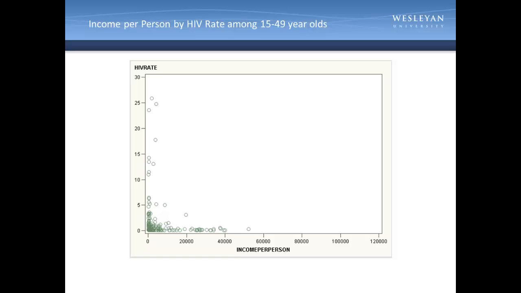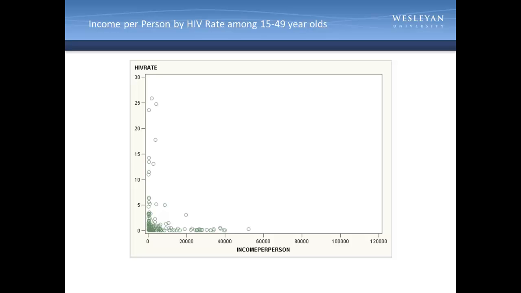For various reasons, a scatterplot is sometimes limited in its ability to allow us to evaluate the relationship visually. Here I show a scatterplot for income per person by HIV rate among 15 to 49-year-olds. Since most countries have low HIV rates per 100 people, the dots on the scatterplot seem to clump in the lower left-hand corner of the graph. So to try to get a better sense of whether or not there is a relationship between these two variables, I'm going to have to categorize or group my explanatory variable.